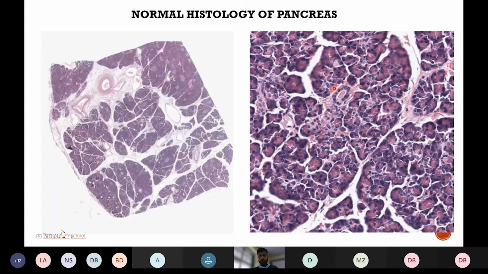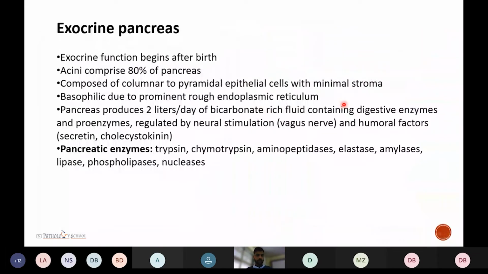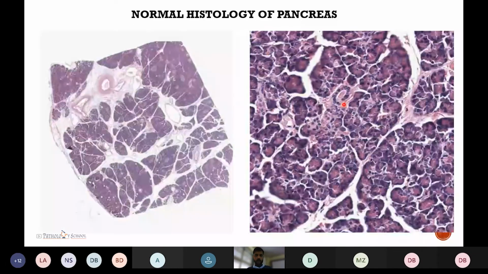Now here, as you can see, this duct is lined by simple cuboidal epithelium. It is an intralobular duct. So simple cuboidal epithelium, it secretes mainly bicarbonate-rich fluid, as we have seen here. Whereas the interlobular ducts which are there, they secrete mainly mucin.